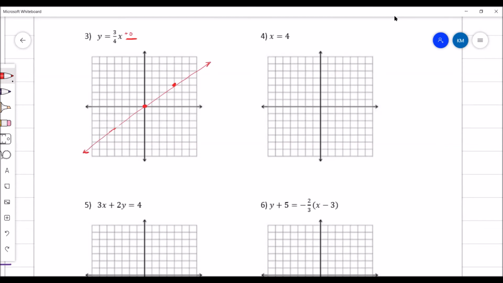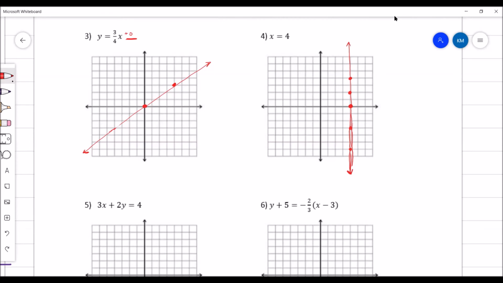Number 4, we kind of talked about this already. X equals by itself, that is a vertical line. So I'm going to help myself out and find out where x equals 4. 1, 2, 3, 4. X equals 4 here, and here, and here. X equals 4 all up and down this vertical line. So to make my line, all right, so there you go.